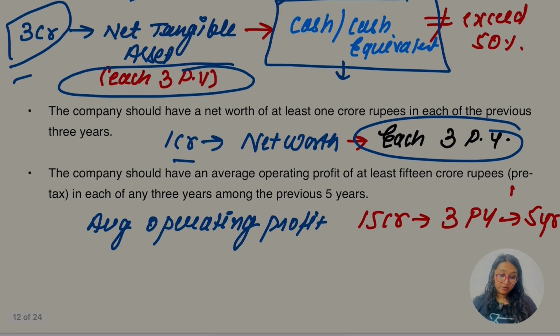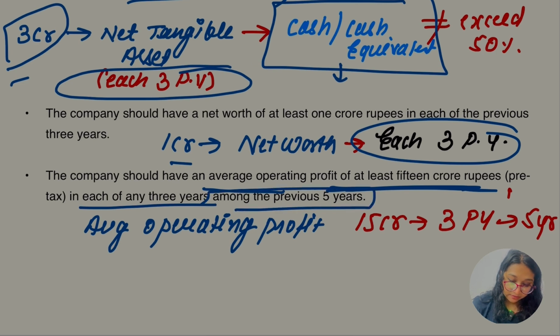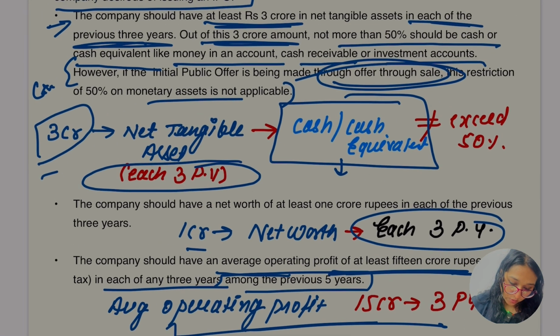And third says average operating profit should be 15 crore again for the 3 previous year. ठीक है, okay. The company shall have an average operating profit, which is at least 15 crore rupees, which is pre-tax, in each of the 3 years among the 5 previous years. Okay, so when it comes to 3 years, they firstly say that it should be in 3 previous years, but here they are talking about among the previous 5 years, at least in 3 years the company should have an operating profit of 15 crore. ठीक है, so hope this point is clear.